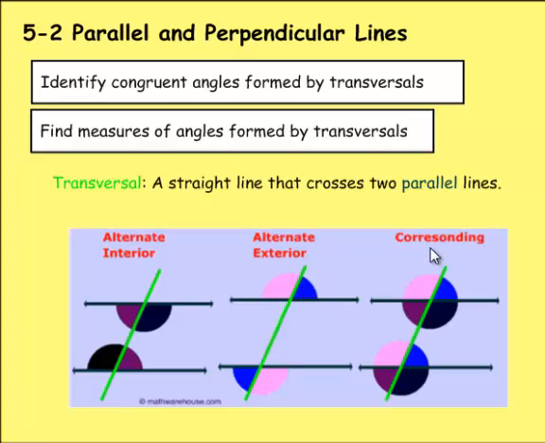And then also we see corresponding. What that means is, it's color coded here if that helps, the pink with the pink. So the top left would be the same as the top left, the bottom left the same as the bottom left, the top right the same as the top right, and the bottom right the same as the bottom right. And the neat thing is, I could give you this angle measure, for example.